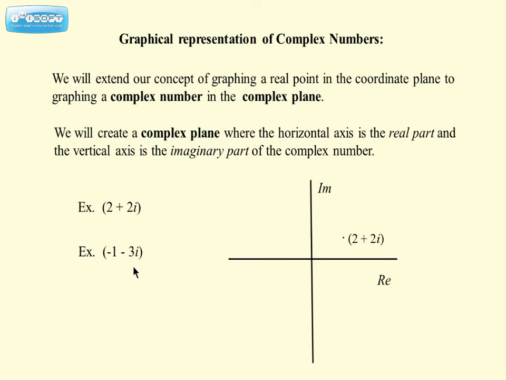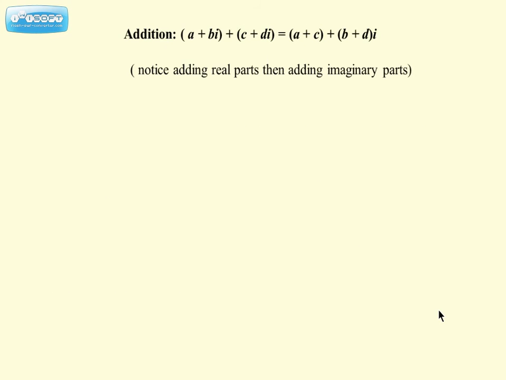Second example. Negative 1 minus 3i. We plot negative 1 on the real axis, negative 3i on the imaginary axis. It's really not much different than plotting points in the coordinate plane. It's just that the horizontal axis is the reals and the vertical axis is the imaginaries.